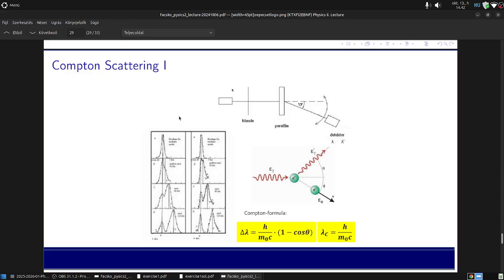Rare. So I have here a modified photon, and the electron goes in this way. So the question is, so this is the Compton scattering.